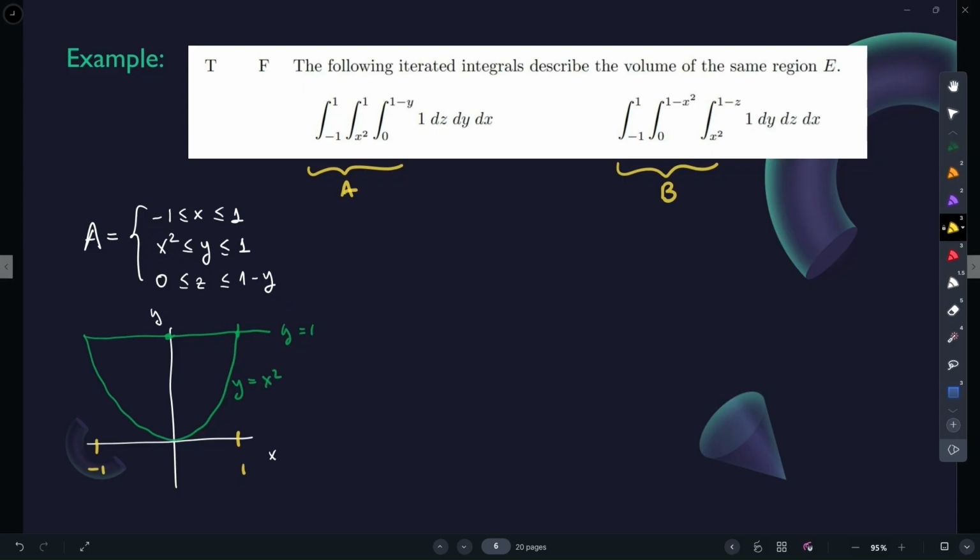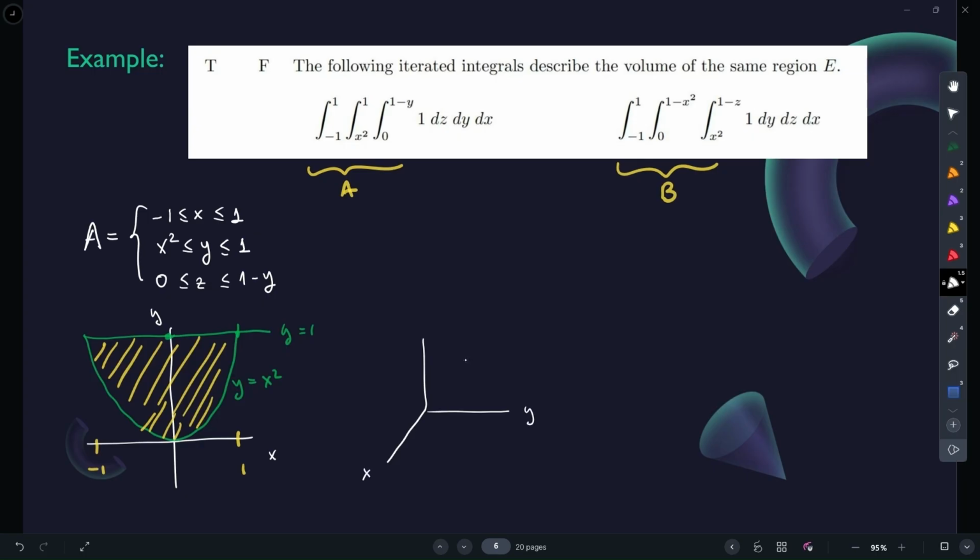So the projection of the region to the xy plane is given by this part of the inside of the parabola. And then the z coordinate is going between 0 and 1 minus y. So let me try to sketch that in 3D. Here is x, y, and z. Let me first sketch this region we just found on the xy plane. It is going to be a region like this, where this is the 1 in y, and in x it goes between 1 and -1.